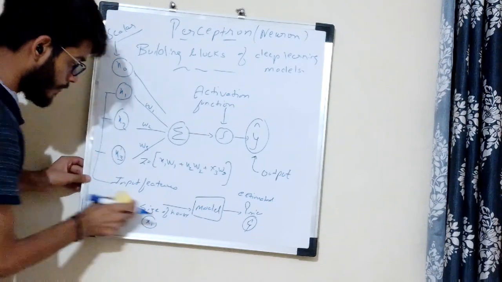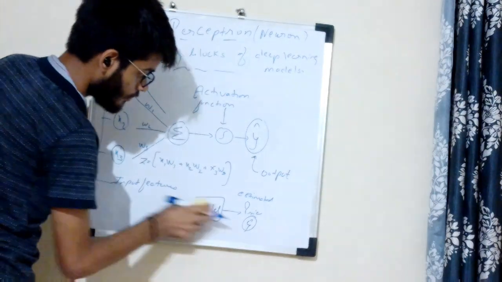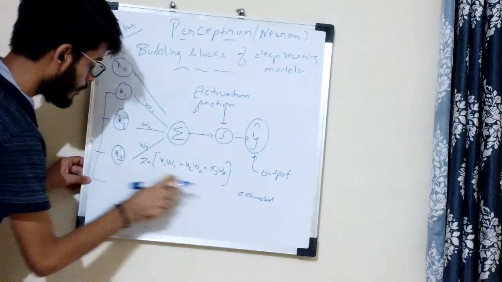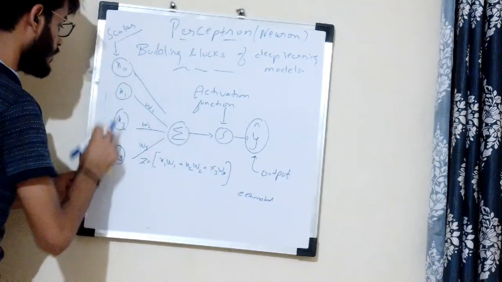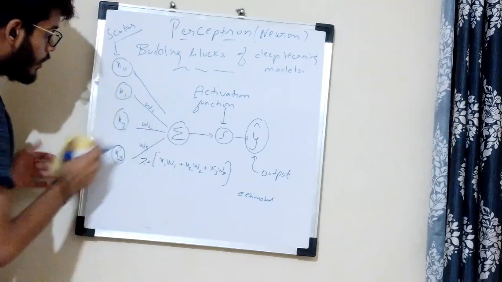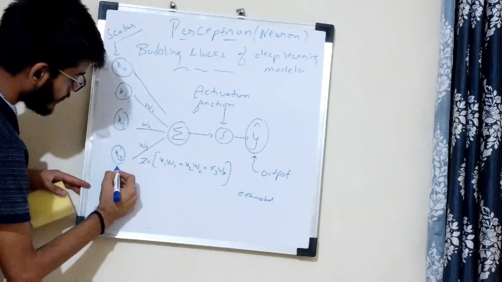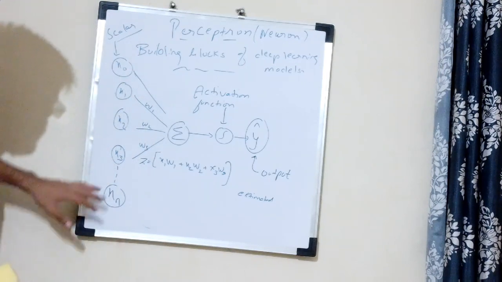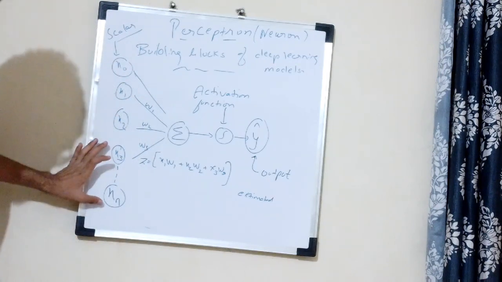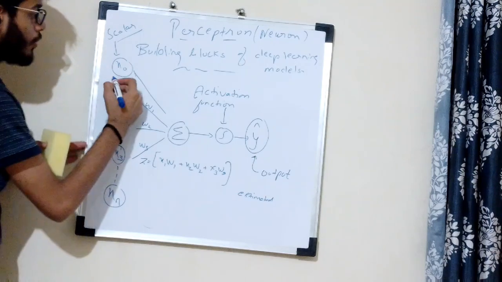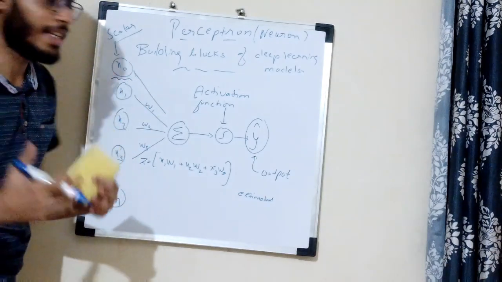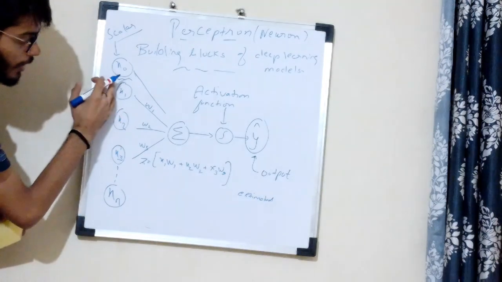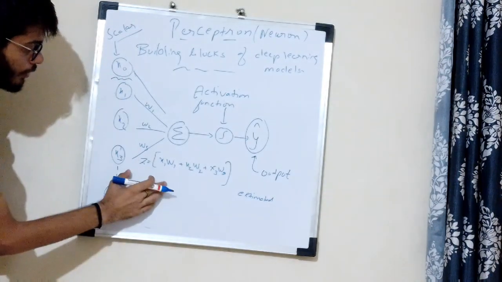Suppose this can be any number of input features. Let me erase this. I hope you have understood what I am trying to say. These input features can be any number. It can be only one single input feature, or it can go up to xn. Over here, let's talk about this x0. X0 is basically my scalar quantity.